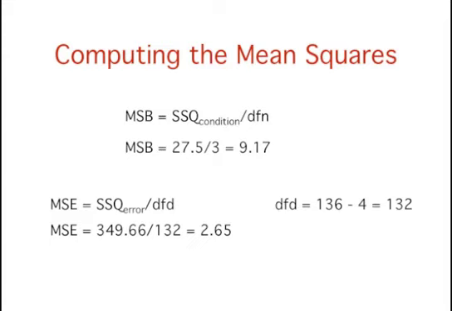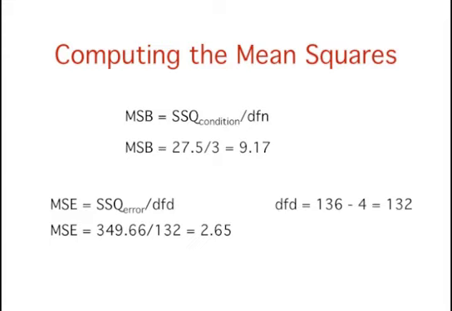Once the sums of squares have been computed, the mean squares, MSB and MSE, can be computed easily. The first formula is MSB equals SSQ condition divided by DFN, where DFN is the degrees of freedom numerator and is equal to k minus 1. For the smiles and leniency data, MSB equals 27.5 divided by 3, which equals 9.17.